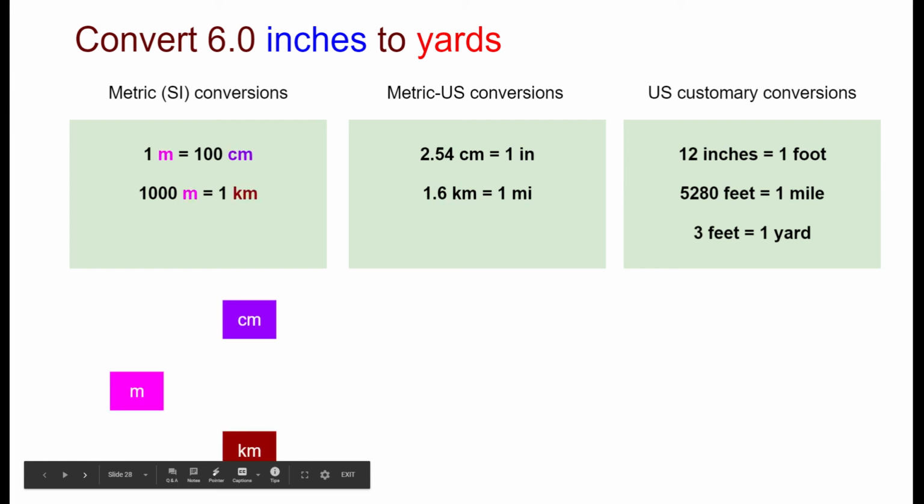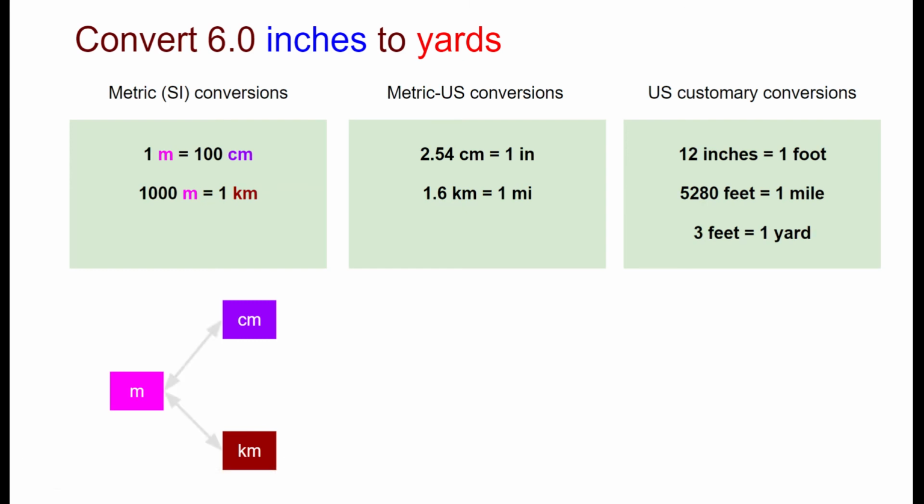So if we look at just the first box here, meters, centimeters, and kilometers are all units that are shown in that first set of conversions, the metric conversions. And you can see that meters is connected to centimeters, and it's also connected to kilometers. So we can represent that by arrows, right?